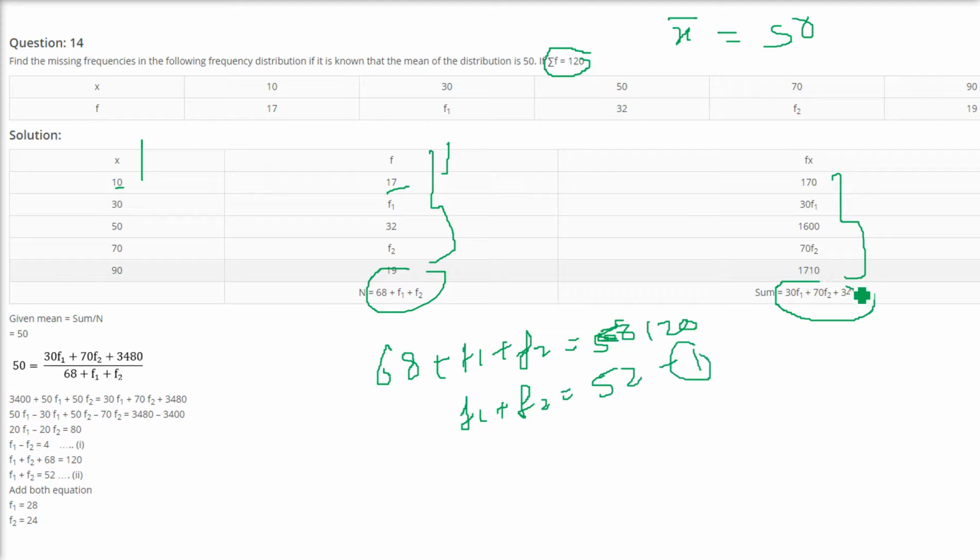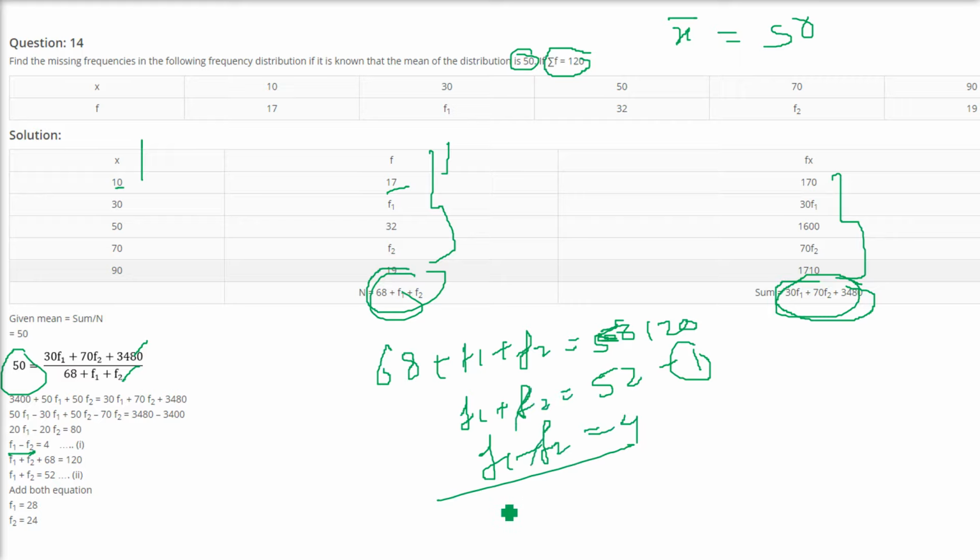Second equation will be, see, this is sigma fx and this is sigma f. So sigma fx by sigma f is your mean, and mean is given as 50. So we solve for it and we get another equation, which is f1 minus f2 equal to 4. You know how to solve linear equations now. This gets cancelled. 2f1 will be equal to 56 and f1 will be equal to 56 by 2, that is 28. When you put f1 here as 28, 28 minus 24 is 4. So f2 will be equal to 24. So these are the values of f1 and f2.